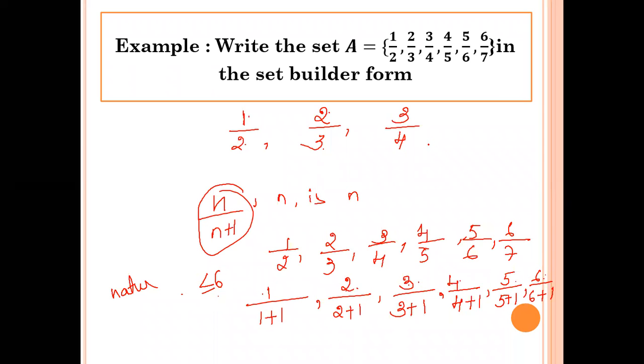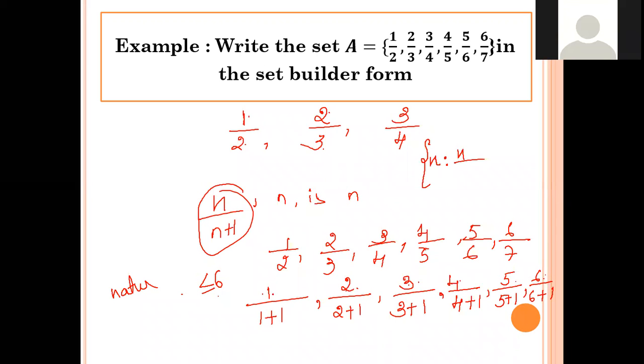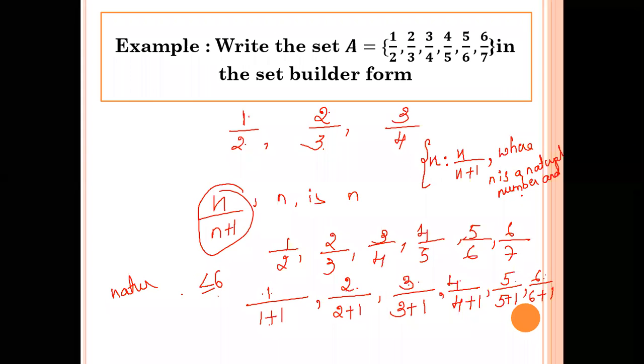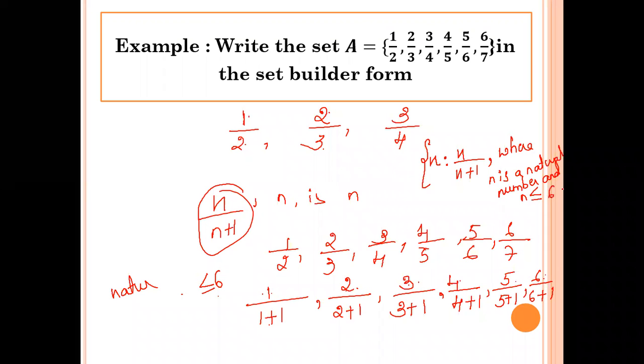So now what is your set builder form? I'll represent it as n such that n divided by, here when it is 1, it becomes 1 plus 1. So n divided by n plus 1, where n is a natural number, and what is the condition? Natural numbers less than or equal to 6. So n less than or equal to 6.